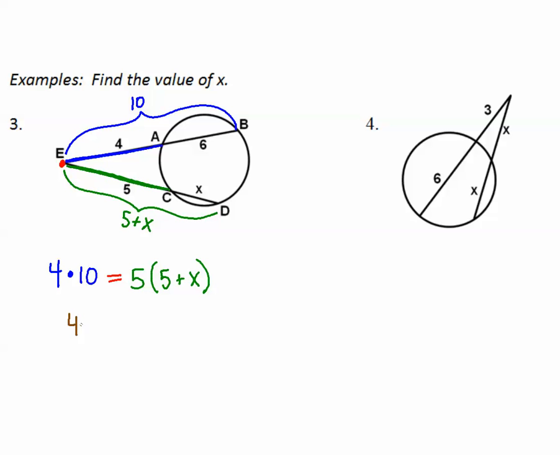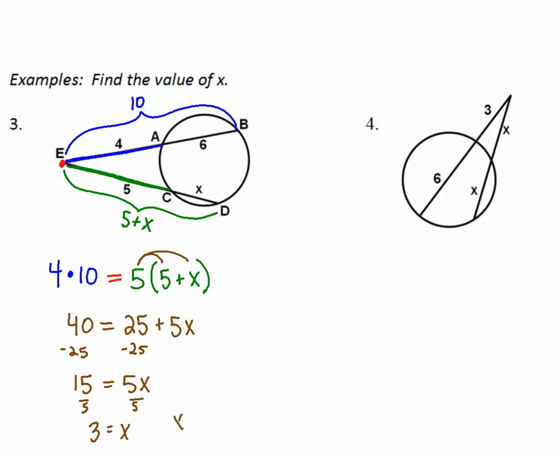4 times 10 is 40. Distribute the 5. 5 times 5 is 25. 5 times x, 5x. Now we can subtract 25 on both sides. And 15 equals 5x. We can divide both sides by 5. And 3 equals x. But it's better to write it x equals 3. You want to give a shot to number 4?